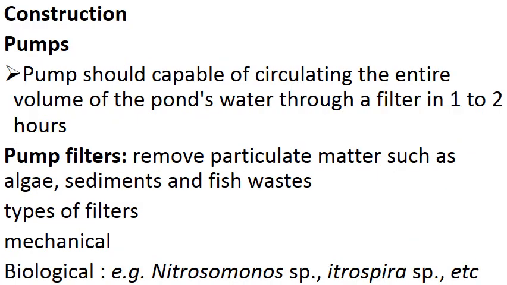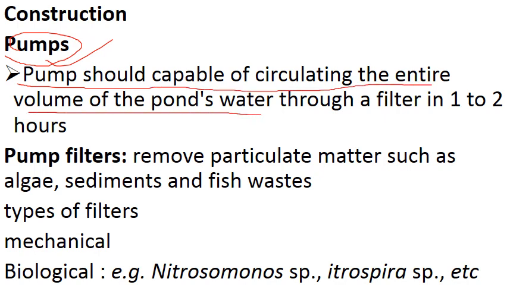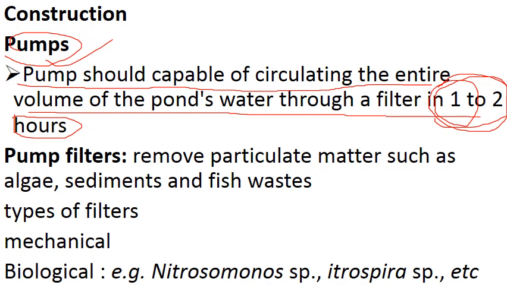Then we come to the construction of the pond, how to construct it. First come the pumps. A pump is required; I already told you current is required, so a pump is required. The pump should be capable of circulating the entire volume of the pond's water through a filter in 1 to 2 hours. The pump should be efficient enough to filter the whole pond's water within 1 to 2 hours. This efficiency is required.